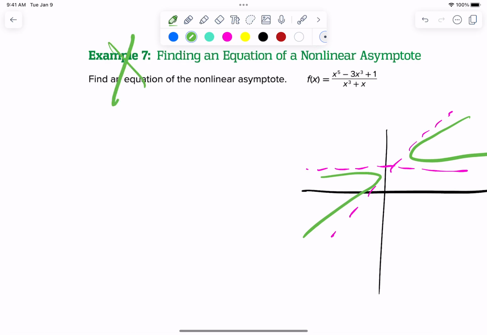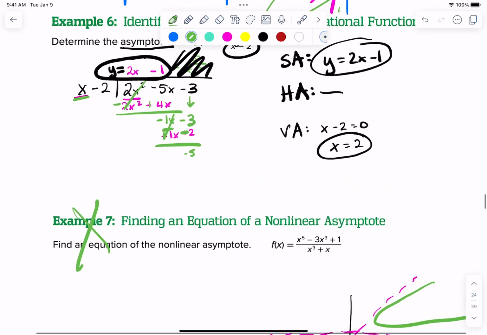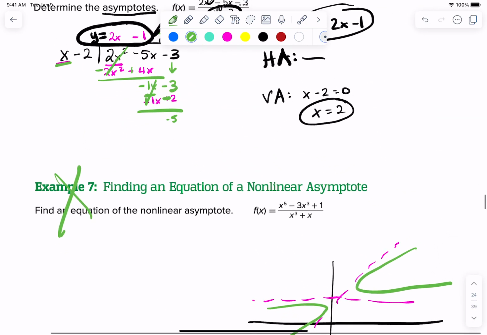Okay, let's skip example 7. Slant asymptote, everything except the remainder. There you go. We're done with 2-5. Did we skip the last one? For slanted, you can use synthetic, but for nonlinear, you can't. I don't ask you any of them.